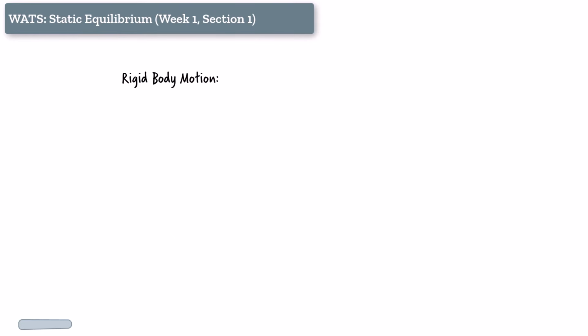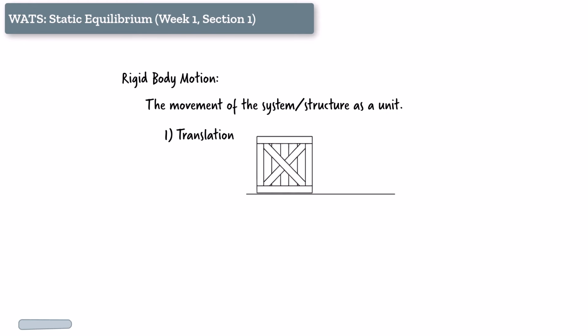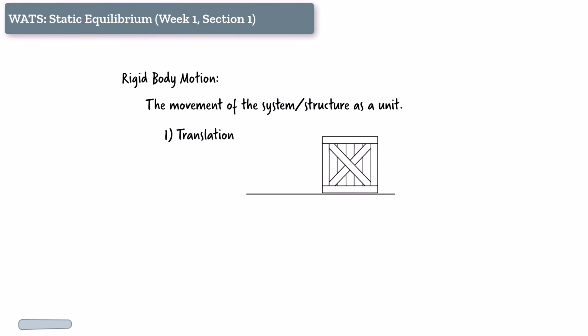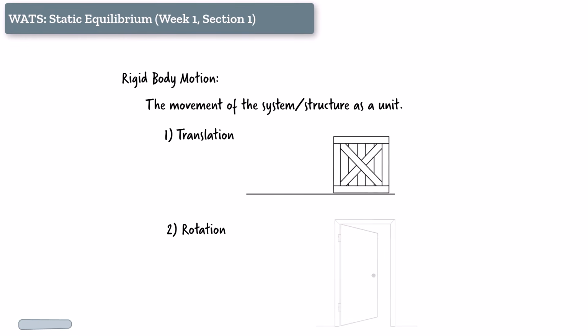What is rigid body motion? Rigid body motion refers to movement of the entire structure as a unit without any change in shape. There are two main types. Translation: the whole body slides in a straight line. Think of the crate sliding on the floor. Rotation: the body pivots around a point, like a door swinging closed on its hinges. In both cases, the object keeps its shape. Only its position or orientation changes.